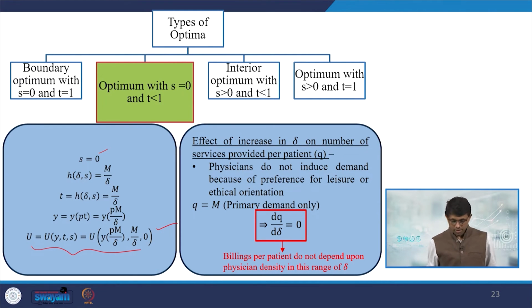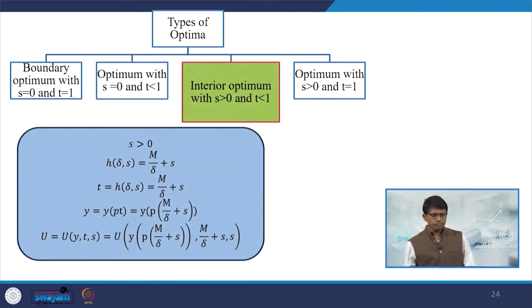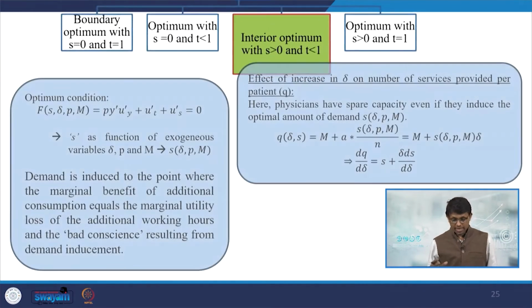In this case, physicians do not induce demand because of preference for leisure and ethical orientations, since s equal to 0. Hence, q is equal to m, that is the primary demand. Hence, dq by d delta is equal to 0. So, in this case, billings per patient do not depend upon physician density in this range of delta. Whereas, in the other interior optimum case, we will see that all have certain values. So, it is a little complicated.